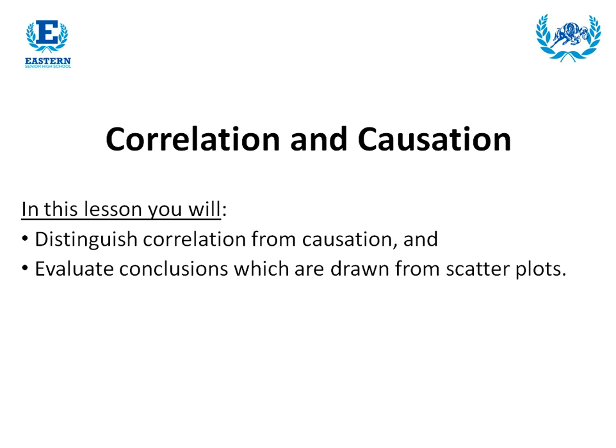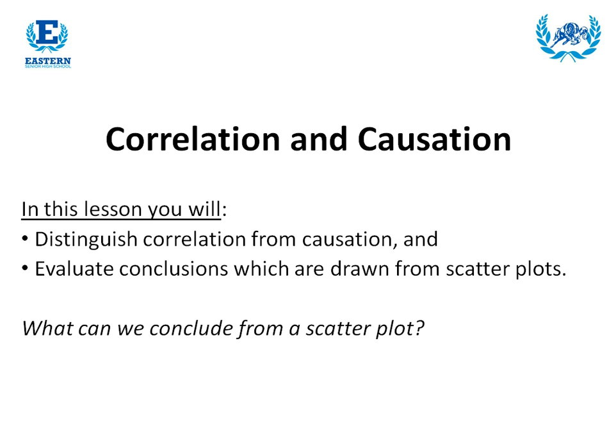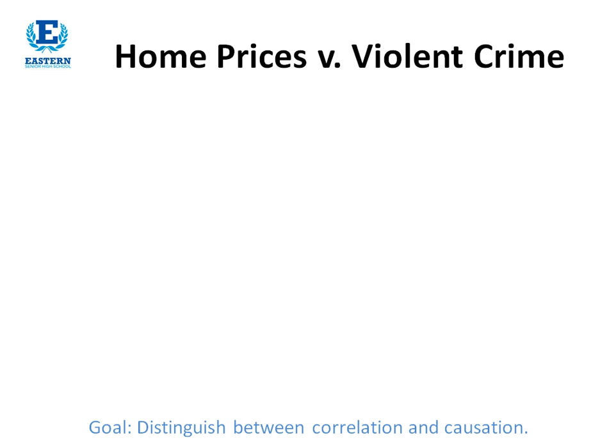Remember, we saw how to create scatter plots in the last lesson, but now we have to think, what can we conclude from a scatter plot? What can we reasonably conclude, and also what can we not conclude? So let's go ahead and get started and take a look at our example from class.